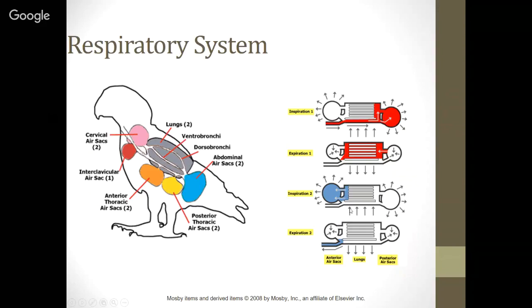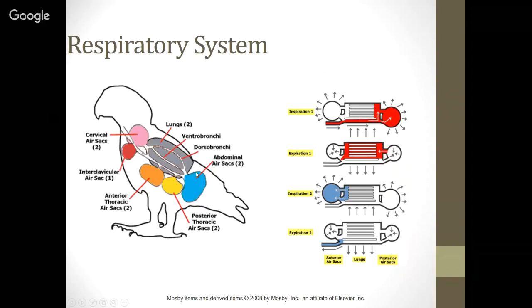All right, this is really interesting, and we're going to go through this in class as well, especially if you say, I don't understand the respiratory system. They have 9 air sacs and a pair of lungs. And when they breathe, in order to get air through that entire respiratory system, it takes 2 breaths. On the first inspiration, that first inspired air is brought in and brought all the way to the back to the abdominal air sacs, of which there are 2. The posterior thoracic and abdominal air sacs get filled.